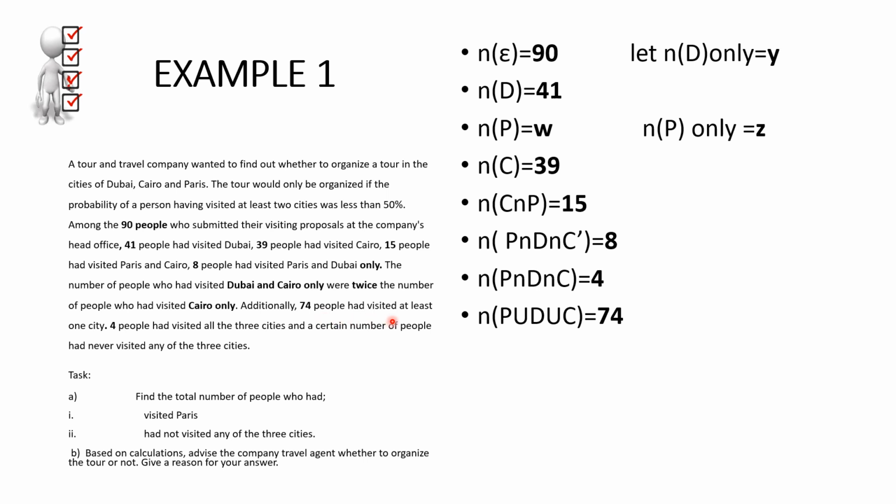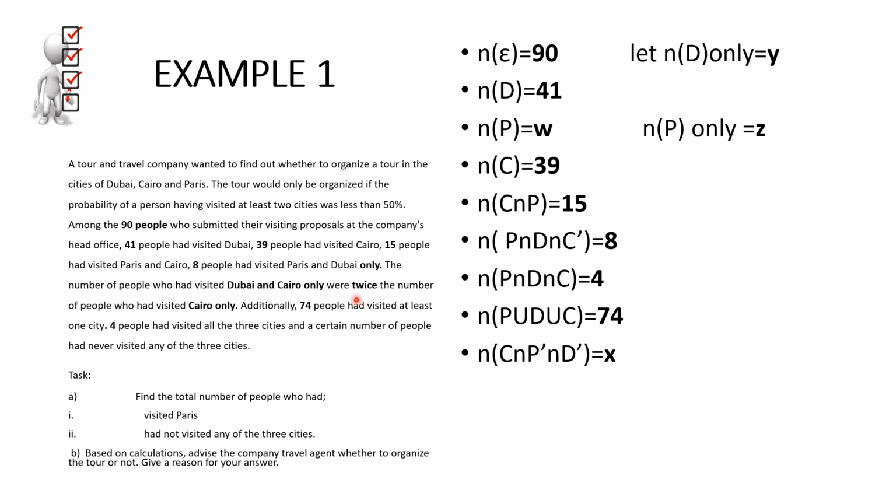Then 74 had visited at least 1 city. Come and see. The moment they say at least 1 city, it means that from those 74, some had visited only 1, some had visited 2 cities, and also some had visited 3 cities. And that is P union D union C. And the answer is 74.